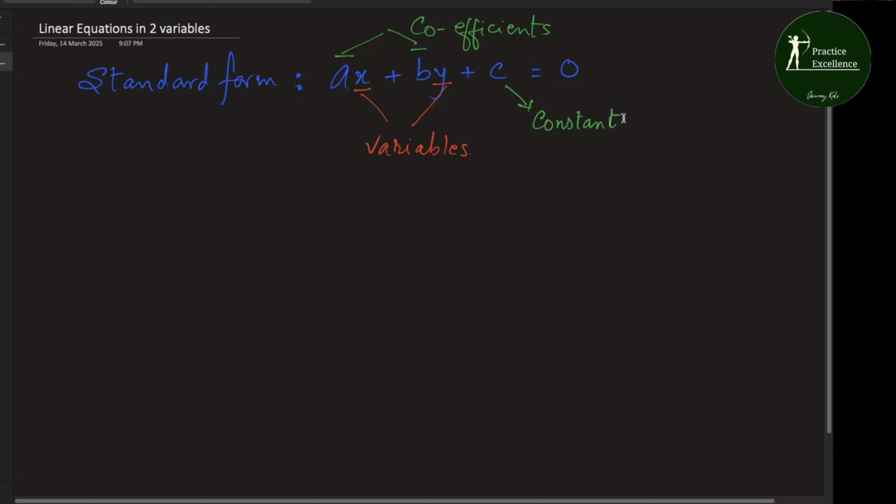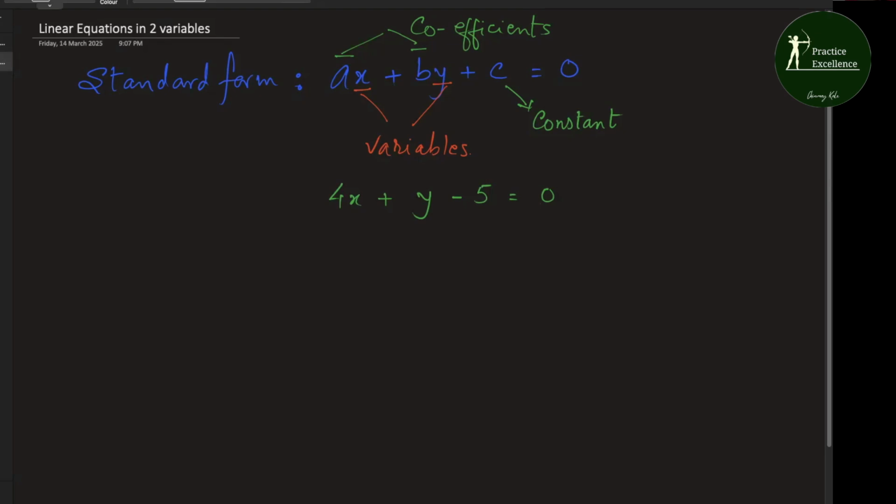Let us compare this with a standard equation. So let us say we have an equation of the form 4x plus y minus 5 equals 0, right? So then x and y are variables. In this case, 4 is a coefficient of x. So 4 maps to A. 1 is a coefficient of y. So 1 maps to B and minus 5 maps to C, which is a constant. So this is the standard form of a linear equation in two variables.